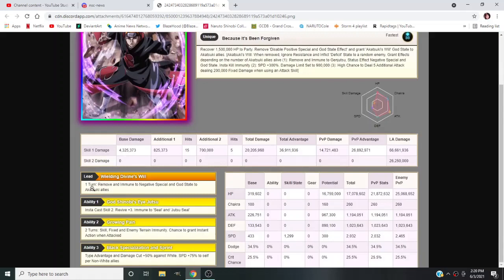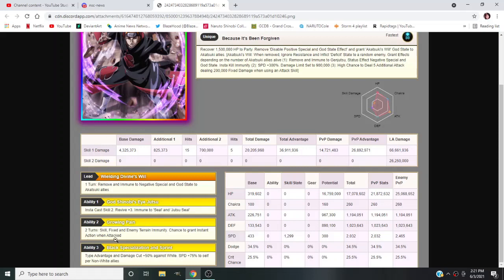Leader skill, 1 turn removing immune to negative special state and God state to Akatsuki allies. Ability 1, insta cast. Skill 2, revive plus 3, immune to seal and jutsu seal. Oh wow. Doesn't Itachi jutsu seal? Or seal? Oh yeah, the third Okage, he seals. I guess they're starting to get tired of people just running the third Okage because he's immune to seals and jutsu seals naturally. He just doesn't care. So if you try to do a third Okage strat, it's not going to work on him.